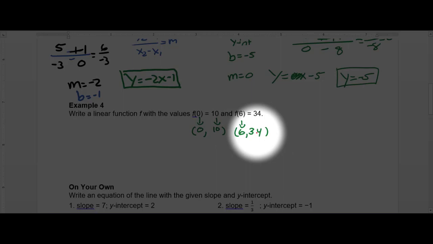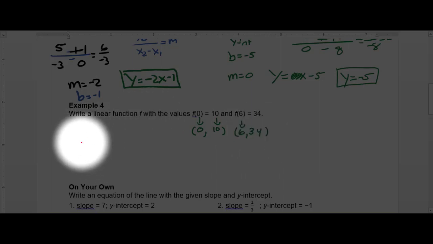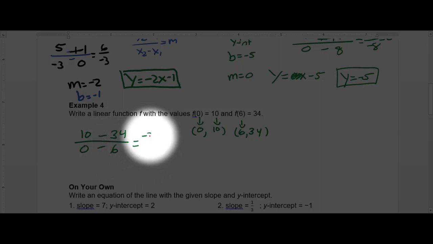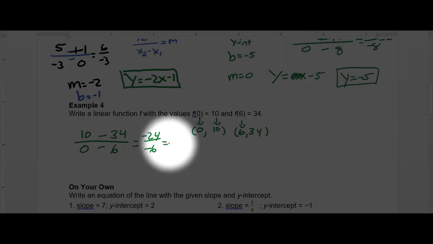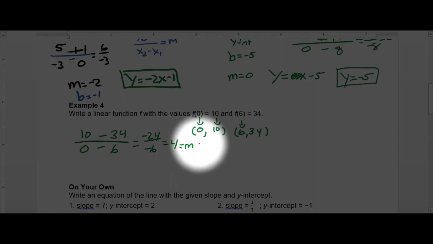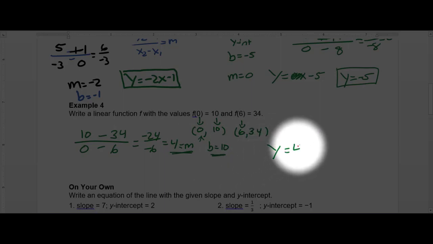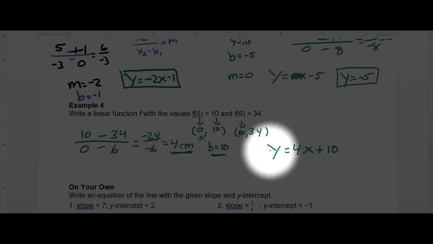So now I'm back to example 3 where I have two ordered pairs. So let's go ahead and find our slope. So fraction bar, two subtraction signs. The y value goes on top, which is 10. The x value, which is 0, goes on bottom. And then we're going to do the next y value, which is 34. Its x, which is 6. And this gives me negative 24 over negative 6, which equals positive 4. And that's my slope. So my slope is 4. This 0 right here means this 10 is my y-intercept. So I have a slope of 4, a y-intercept of 10, so I get y equals 4x plus 10.